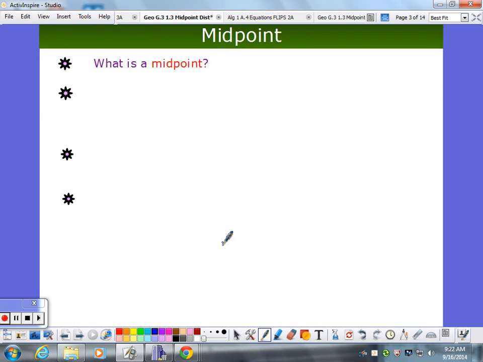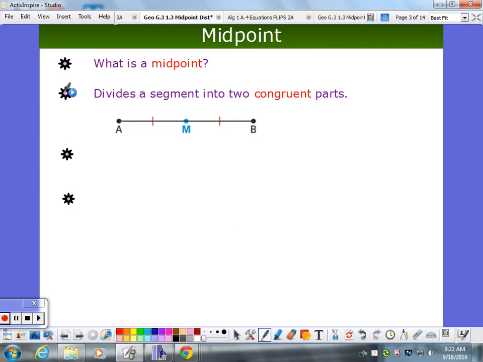So midpoints. What is a midpoint? It divides a segment into two congruent parts. And we talked about congruent last time. Congruent is copies, clones of each other, same size. And when we have a segment and we say M is a midpoint, that means that AM and MB are congruent segments. They have the same length, same distance, same size.